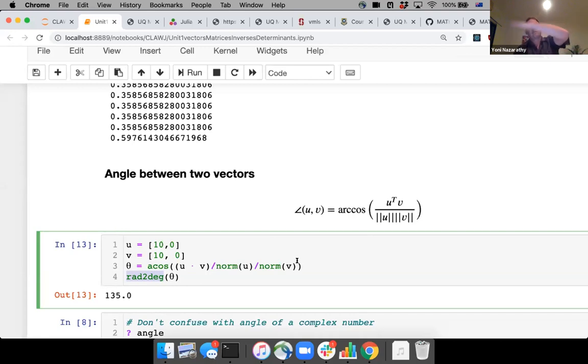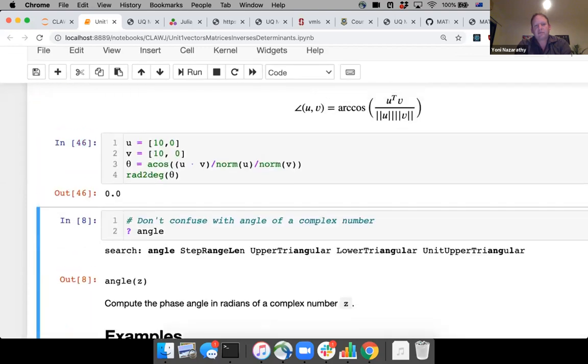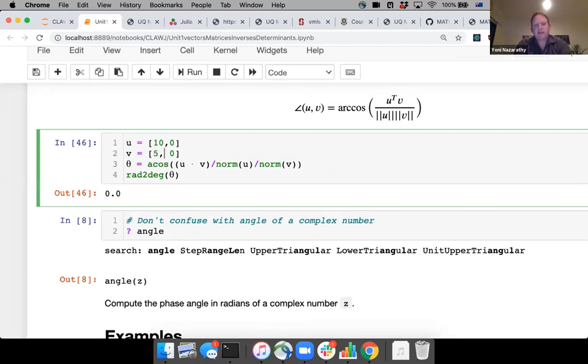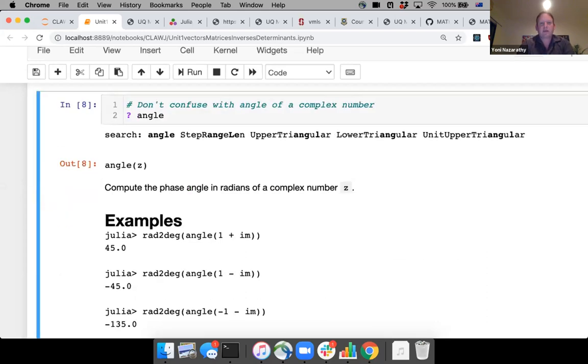So 0 radians, pi over 2, pi radians, etc. There's 2 pi radians in the circle. Radians to degrees tells me this angle in degrees. What's going to be this angle? Well, the angle is going to be 0. Okay, let's go to 10, 0 and 5, 5. What's going to be the angle in degrees? I haven't evaluated this. What's this going to evaluate to? 90, 45, 45. There seems to be a mode around 45. Okay.